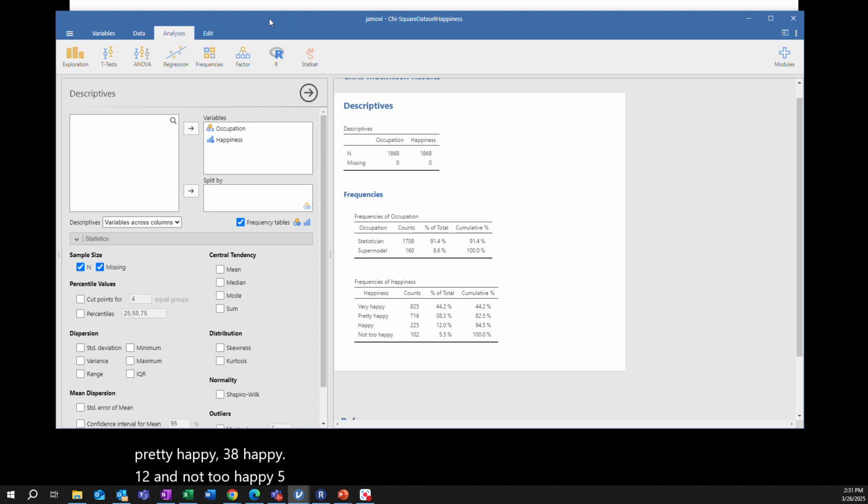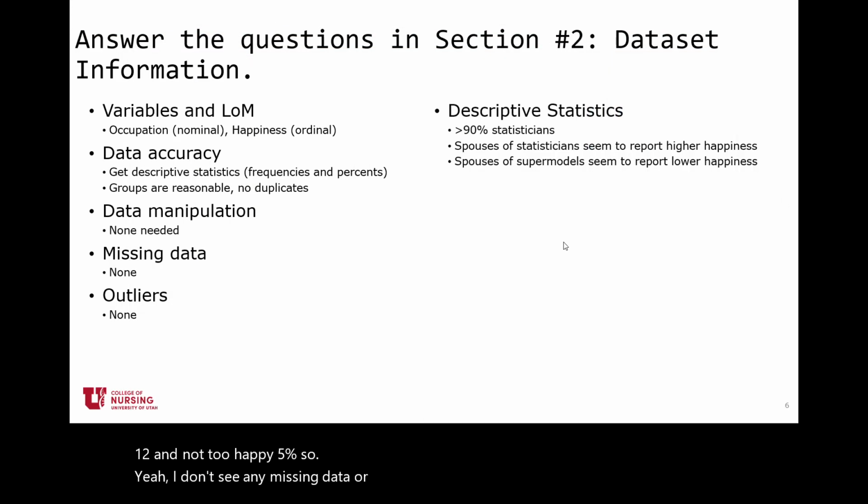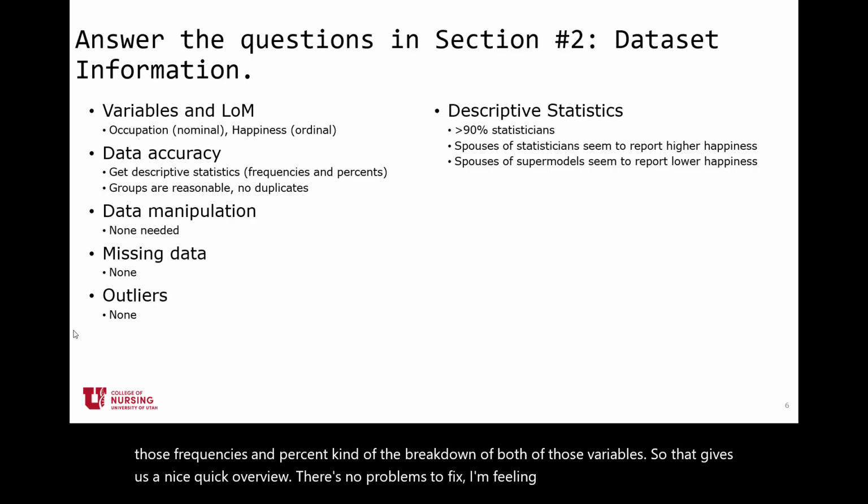So I don't see any missing data or outliers there. And in basic descriptive statistics, we saw those frequencies and percents, the breakdown on both of those variables. So that gives us a nice quick overview. There are no problems to fix. I'm feeling comfortable with moving on with our analysis.